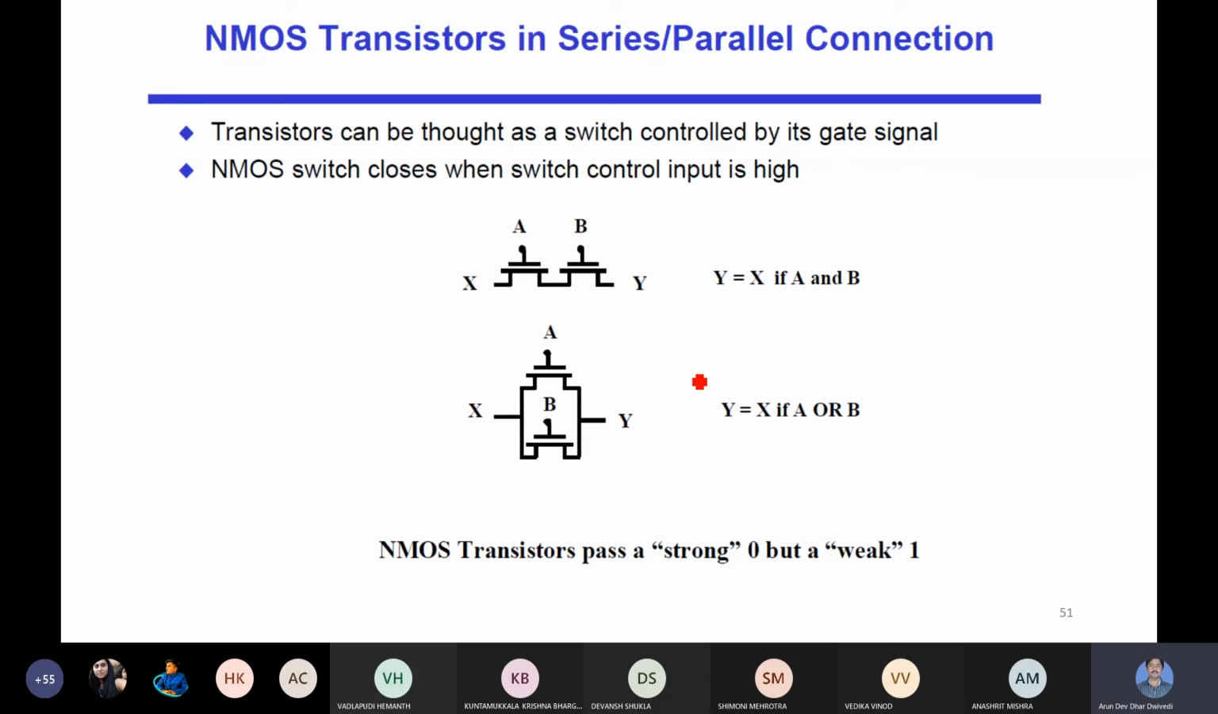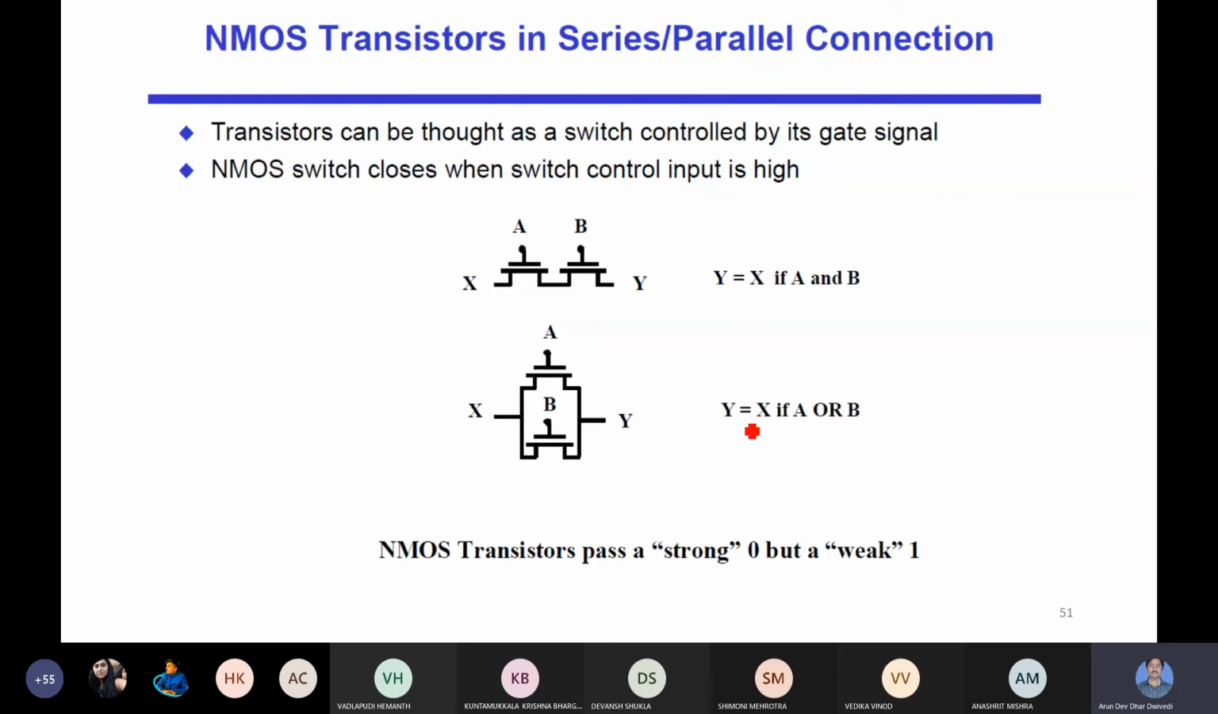Let us very quickly give you an example. Here, two NMOS transistors are taken. A and B are given at the gates, and X you are giving here. The output you are getting at this side is Y. How will it work? Y equals X if A and B, because it is an NMOS transistor. If A and B are both logic 1, meaning both are present, then Y equals X, and it will transfer X.